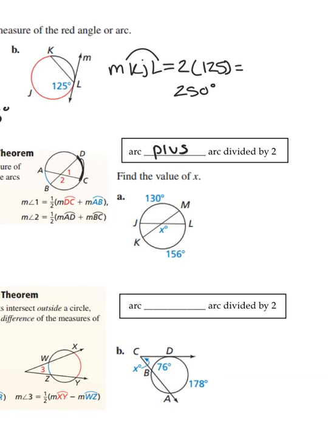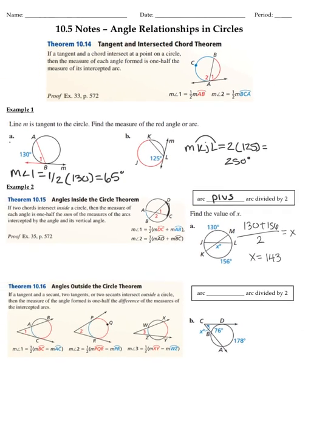In this case, the arcs that correspond with angle X would be the arc JM and arc KL. So I'm going to add those two arcs together, right? So I'm going to do 130 plus 156, and then I'm going to divide it by 2 to find the measure of angle X, right? So when I do that, I get X is equal to 143.